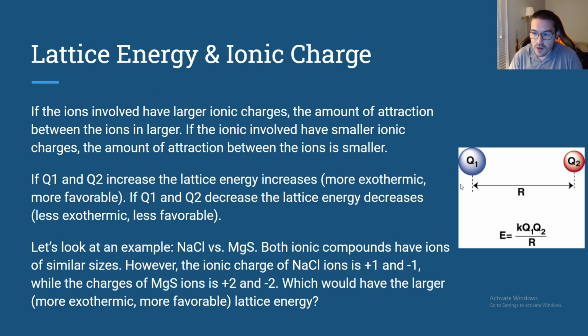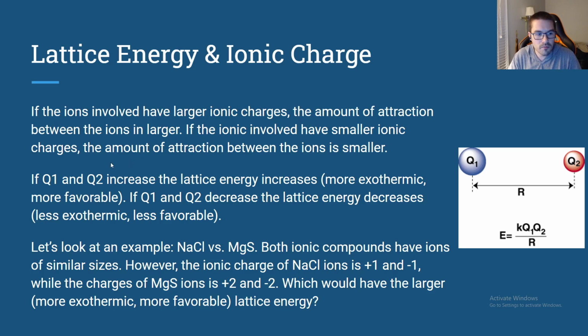Okay, so you can talk about the distance. You can also talk about the magnitude of the charge, the ionic charge on the different ions. If the ions involved have larger ionic charges, the amount of attraction between the ions is larger. To put that simply, if you've got a +1 and a -1, those are going to feel a certain amount of attraction. If you have a +2 and a -2, those are going to be more attracted to each other than the +1 and the -1. That makes sense, right? The magnitude of the charge is larger. They feel more attraction towards each other.